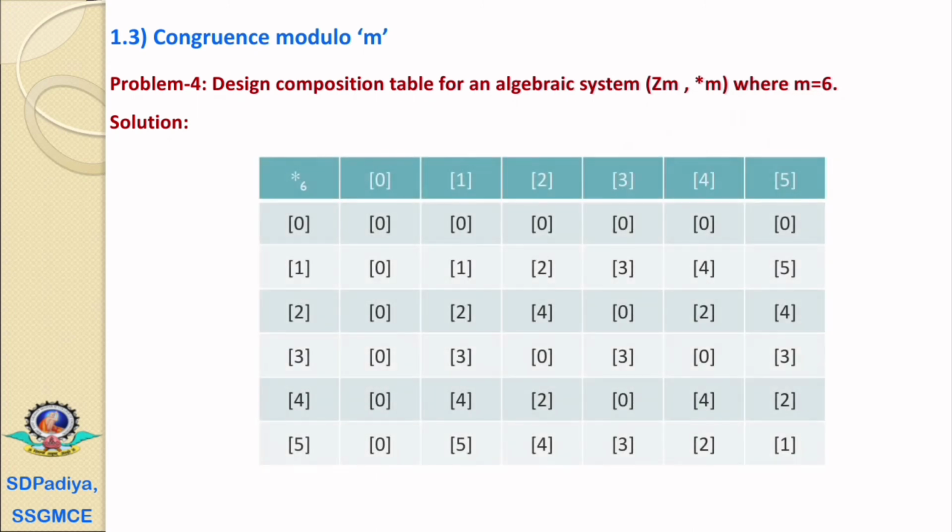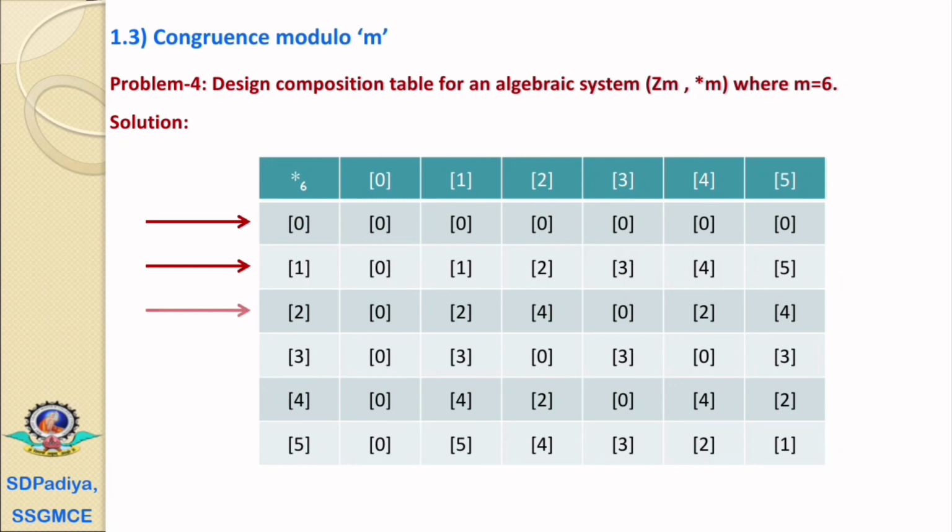Now if we have this composition table with the columns 0 to 5 and the rows 0 to 5, then for the first, because it is for multiplication, 0 into 0, 0 into 1, 0 into 2, 0 into 3, 0 into 4 and 0 into 5, all are 0. For the next one, 1 into 0 is 0, 1 into 1 is 1, 1 into 2 is 2, 1 into 3 is 3, 1 into 4 is 4 and 1 into 5 is equal to 5.